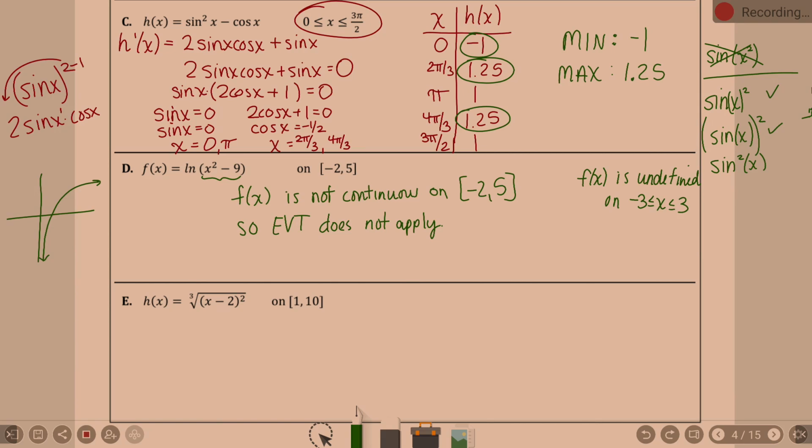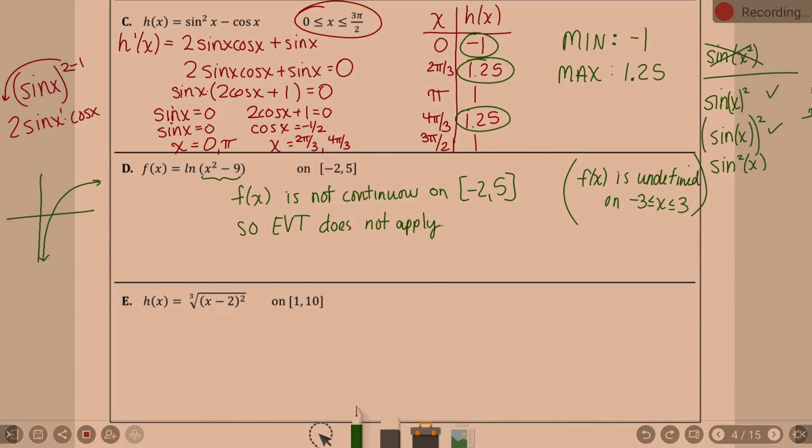So, kind of a side note there. You could have said f of x is undefined on -3 to 3, so EVT does not apply on this interval. There's lots of variations of how you could write it. Okay, so that's a no-go.